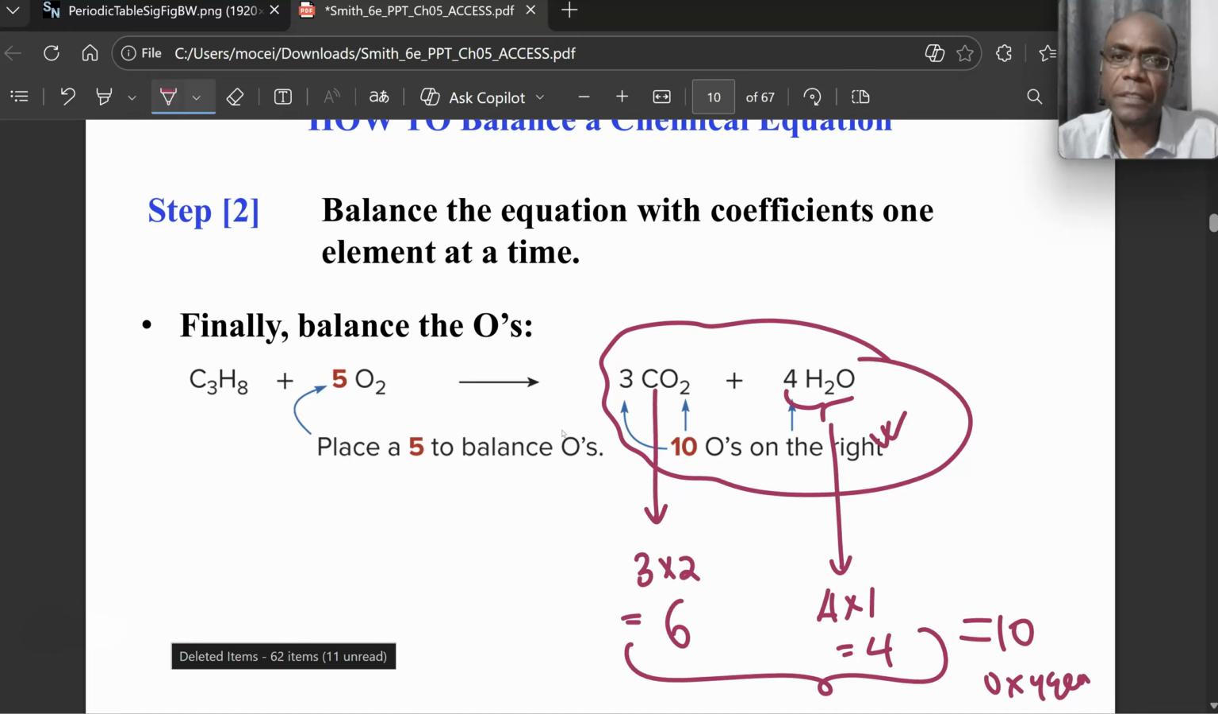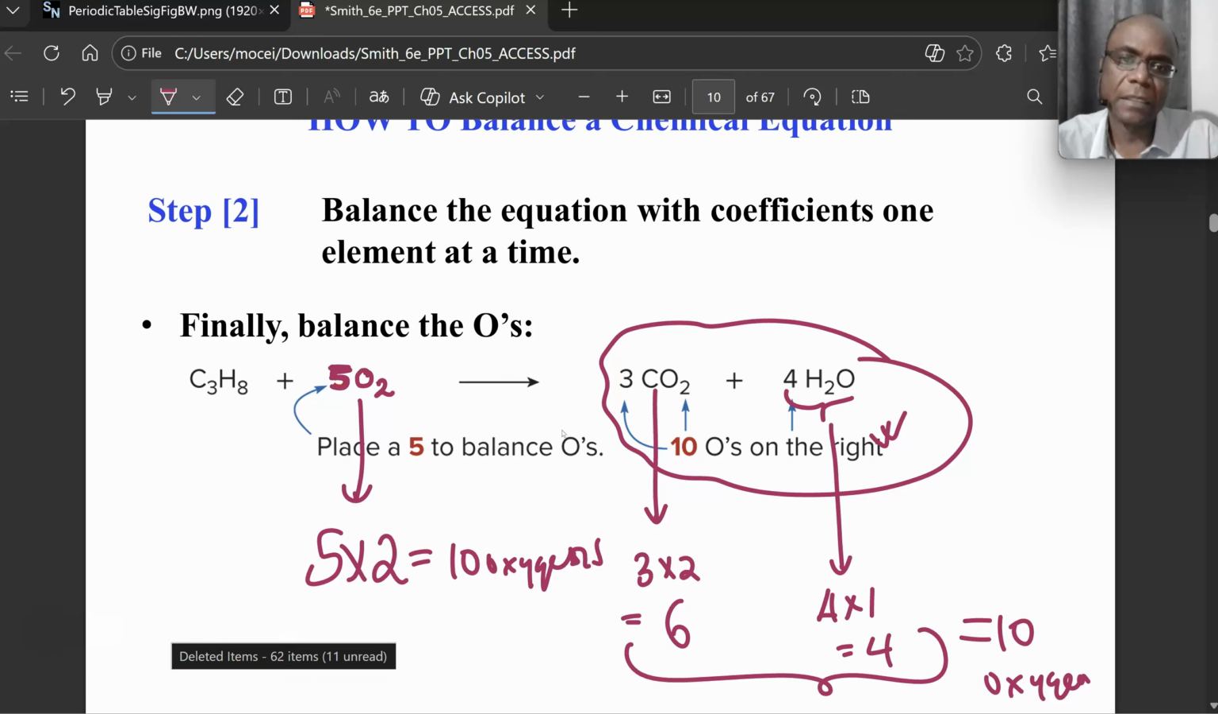On the left side, originally, we just had O2. To make the left side have 10 oxygens, we'll introduce a 5. So now 5 times the 2 gives us 10 oxygens. In this case, everything is now balanced.